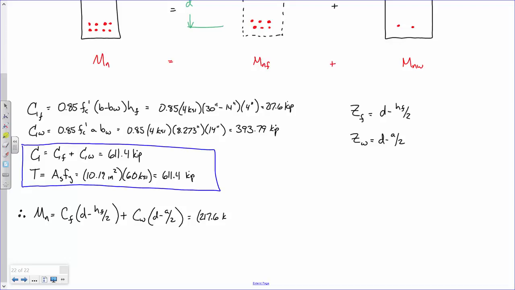217.6 kips times, what was D again? 30. 30 inches minus 4 over 2, plus, and then what was this, 3.79, probably more like 3.8. And then 30 inches minus 8.273 over 2. So what does that come out to be?